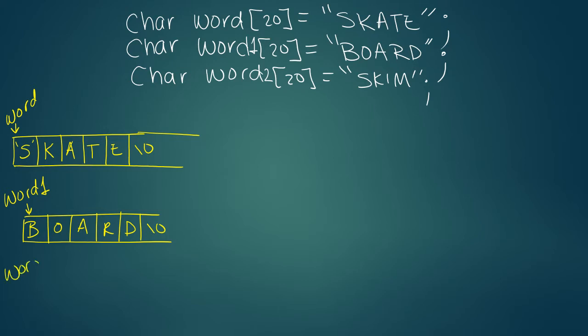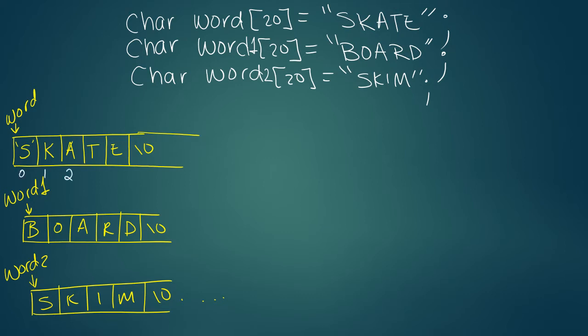And I have word 2, and this word is skim. And of course they go on, and anyway. All right, so this is going to be word at index 0, 1, 2, 3, 4, and 5. So 5 is going to be the location of the null character. That's the number of letters, 1, 2, 3, 4, 5. Board 0, 1, 2, 3, 4, and 5. And skim 0, 1, 2, 3, and 4. And skim, of course, has 4 letters.